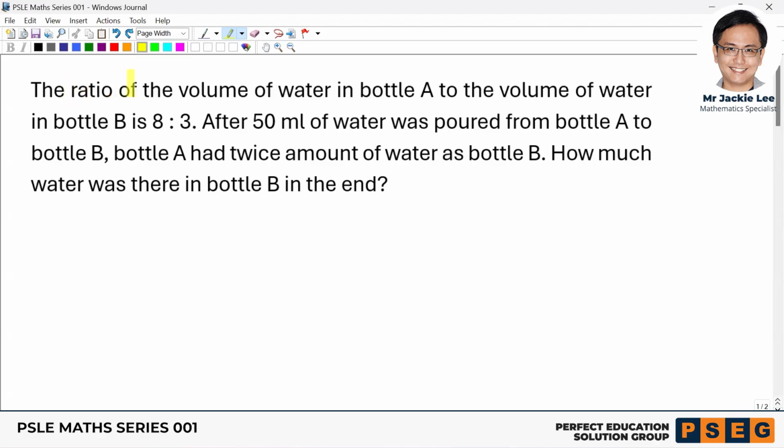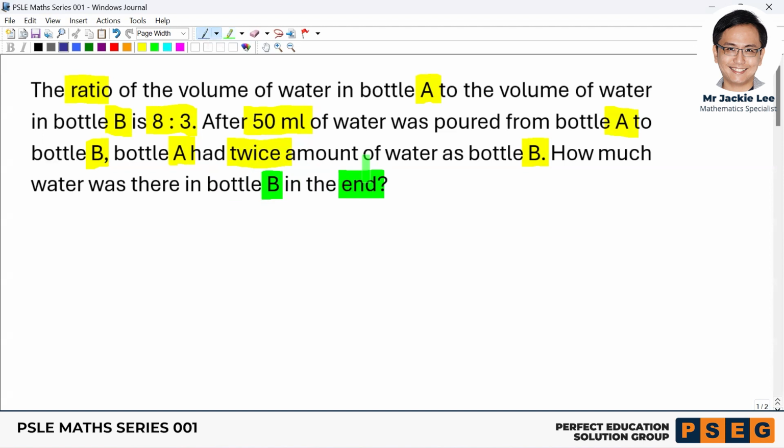The ratio of the volume of water in A versus B is 8:3. 50 ml of water is poured from A to B, and you will end up with A having twice the amount, 2 times the water in B. Now the question is, how much water is actually left in B towards the end?